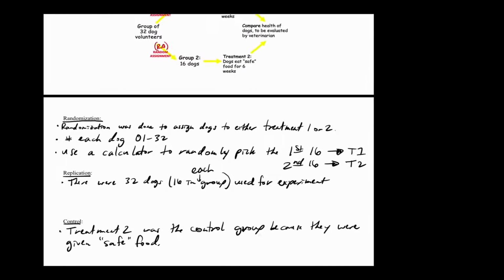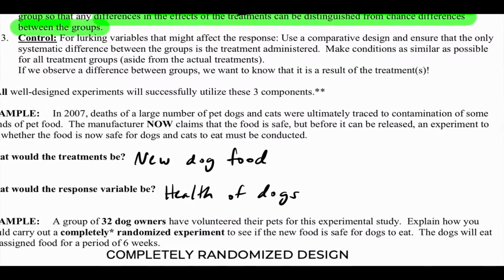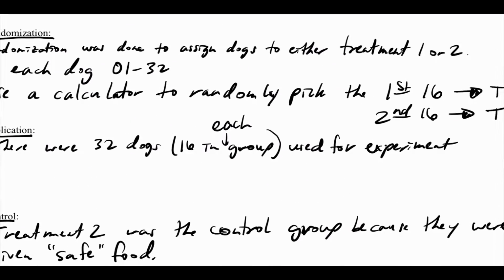Okay, so let's see what else. What else does control say? Use a comparative design to ensure that only systematic differences make conditions as similar as possible for all treatment groups. Okay, so this is one that we might not need here.